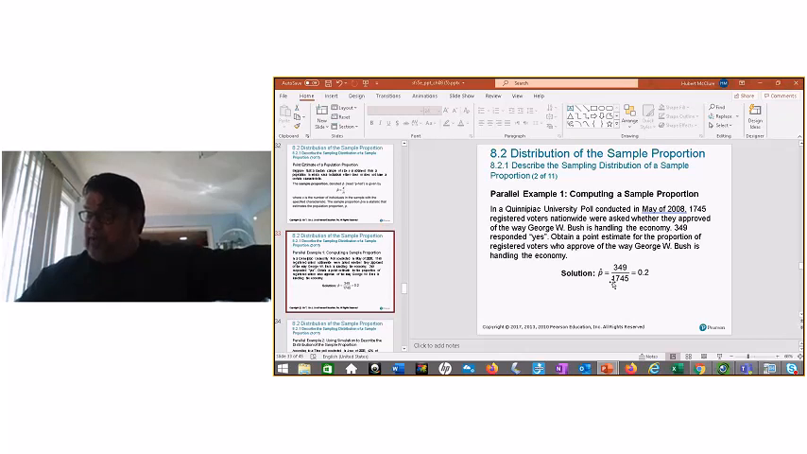what's the complement of p hat? Q hat. So make sure you find p hat, q hat right after you find p hat. So if p hat is 0.2, then q hat is 0.8. So make sure you can find p hat and q hat. Because if you can find p hat and q hat, then you can find the other things that we need in 8.2, which focuses around the mean and the standard deviation.